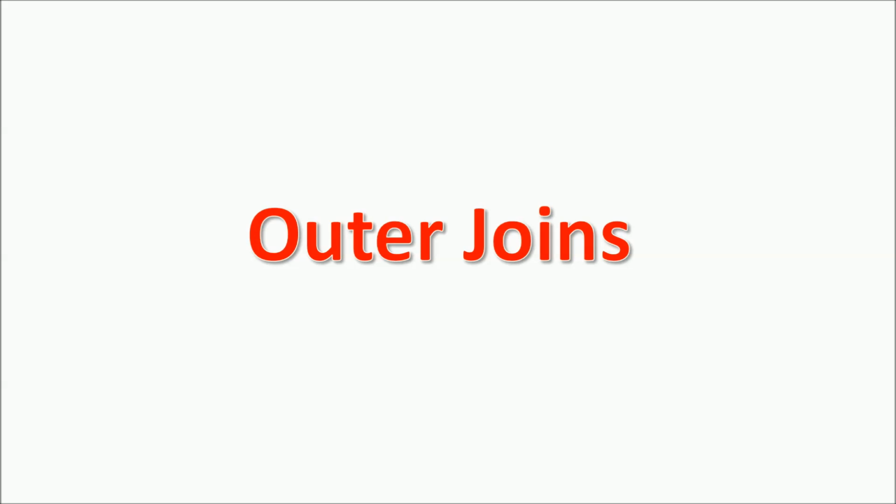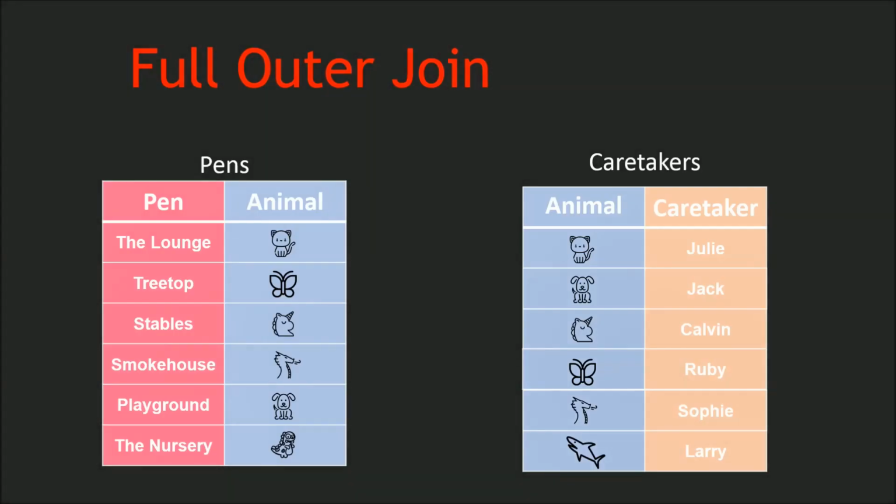Outer joins. So now we have a different scenario. We've got our tables again, and you can notice that on the bottom here we have little baby dragon in the pens column, and we have Larry in the caretakers column, and both are without a match in the other column. So what's going to happen here?